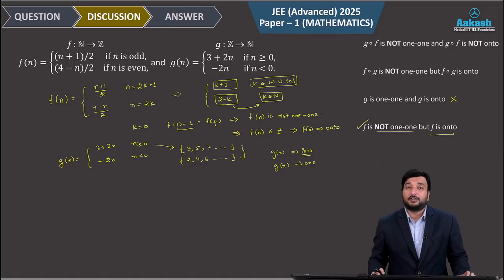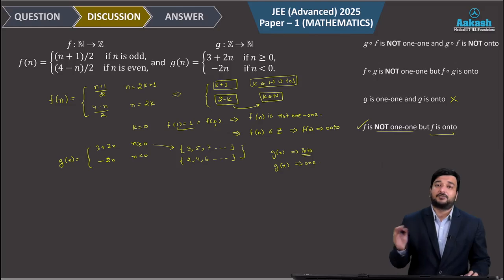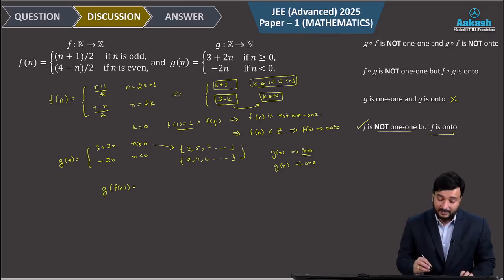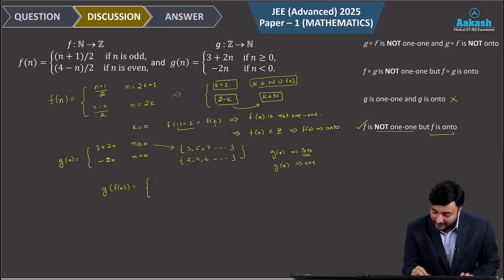Now we need to comment on the two different functions, that is fog of x and gof of x, meaning f of g of x or g of f of x. So starting with g of f of x, or g of f of n. Wherever we have x in g of x, we will just replace that with f of n. So this is going to be equal to 3 plus 2 times f of n, when f of n is greater than or equal to 0, and minus 2 times f of n when f of n is less than 0.